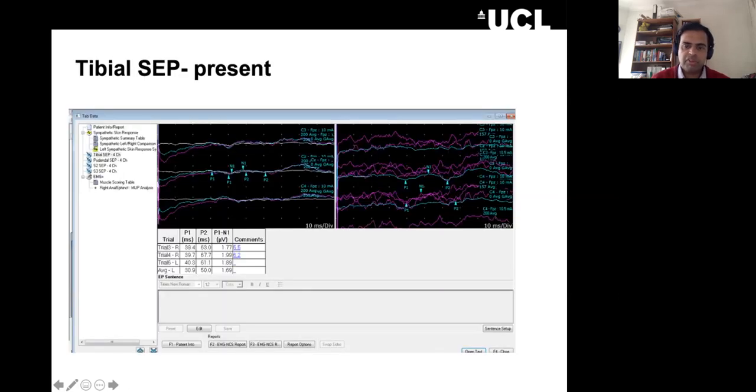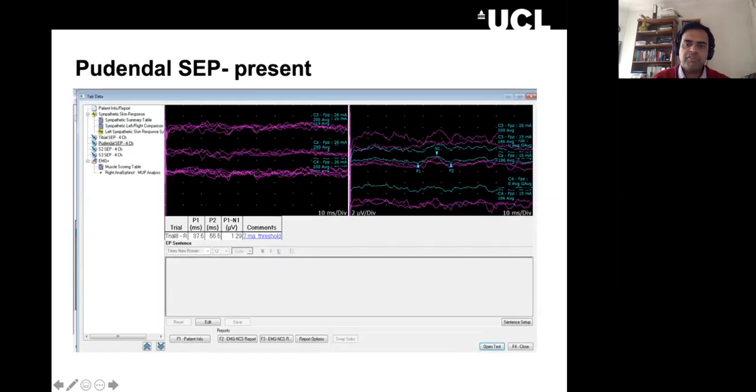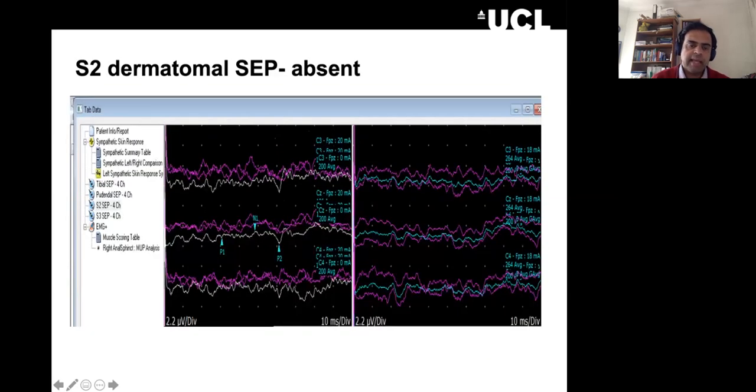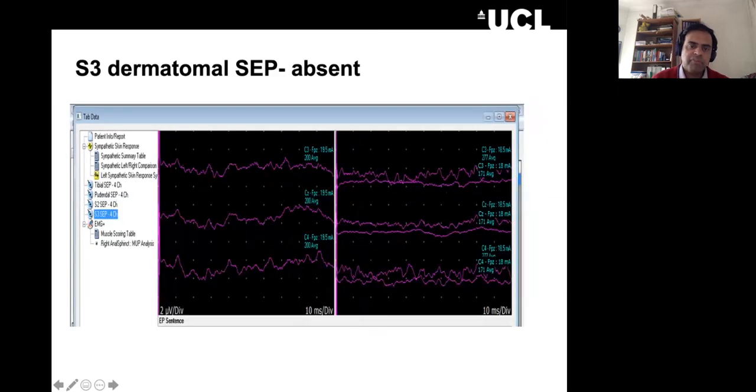This is the tibial somatosensory evoked potential, not the best one to demonstrate in a session like this, but you can make out the waveform. This is the pudendal SEP, the same waveform. You can see there's clearly a P40 that can be marked here. Now, the S2 dermatome sensory potential was not recordable. Neither was the S3 dermatome SEP.